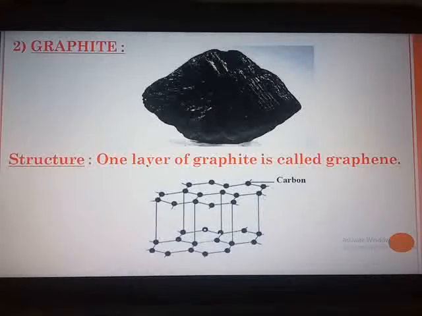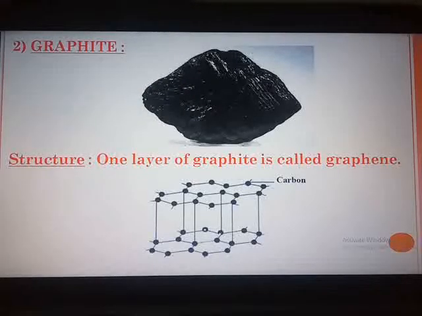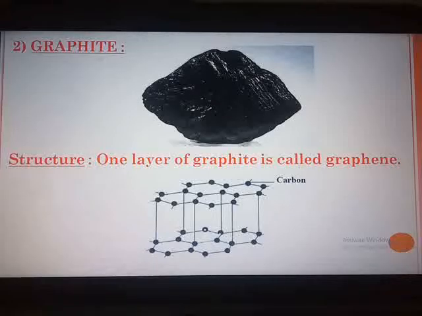A graphite crystal is made up of many sheets or layers of carbon atoms. Here you can see them like the layers which you find in an onion. These layers slip over each other on applying pressure, and one layer of graphite is called graphene. After completing the structure, let us see what are the properties of graphite.